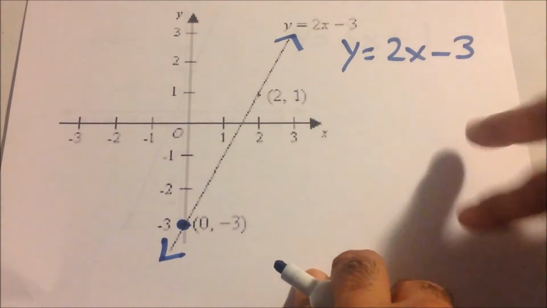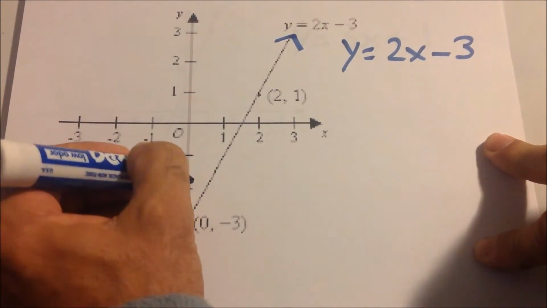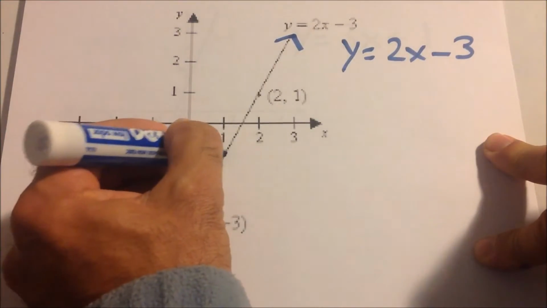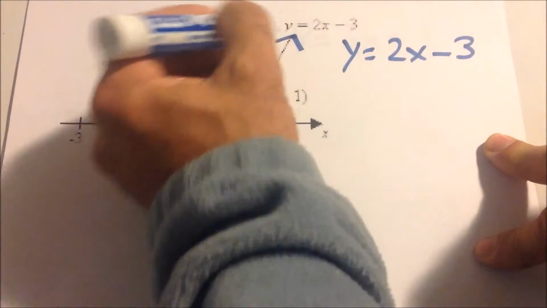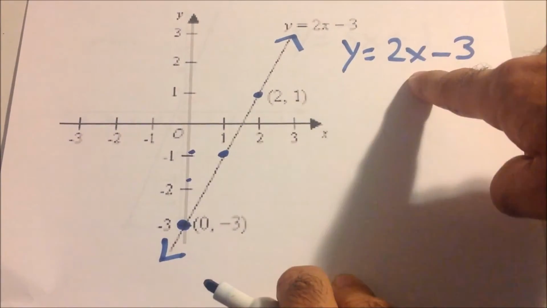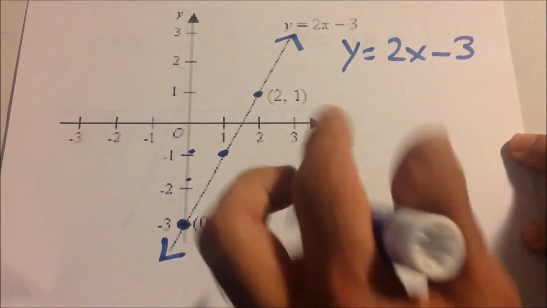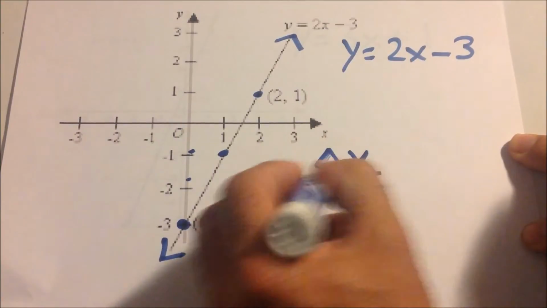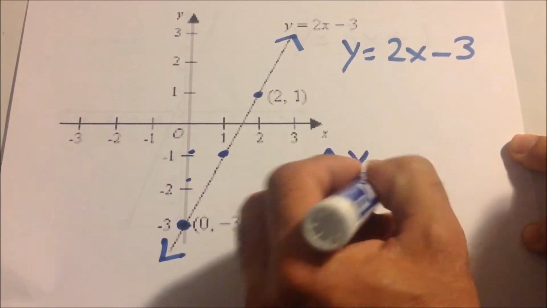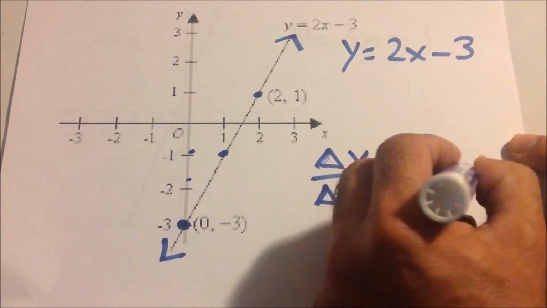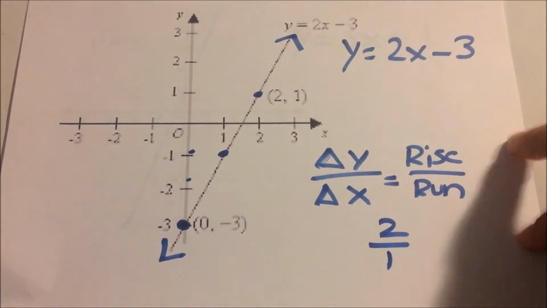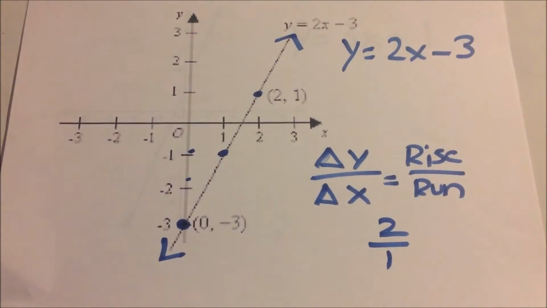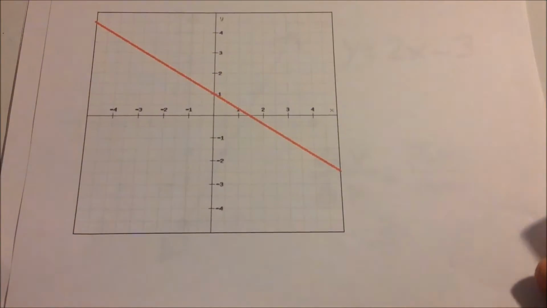And the slope tells us everything. It's going up 2, over 1. Up 2, over 1. And it continually does that. So the change of y over the change of x, the rise over the run, is 2 over 1. Positive line. So what type of line do you think that is?